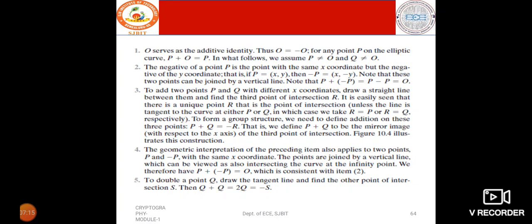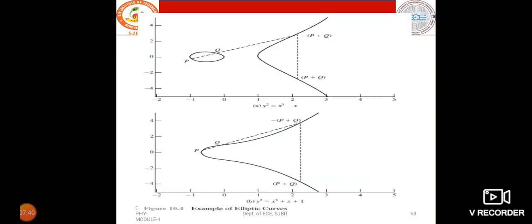So, in terms, the rules for addition can be stated as follows. If 3 points on an elliptic curve lie on a straight line, their sum is O. From this definition, we can define the rules of addition over an elliptic curve. Here O serves as the additive identity, thus O is equal to minus O, and for any point P on the elliptic curve, P plus O is equal to P. So here we can assume that P is not equal to O and Q is not equal to O.